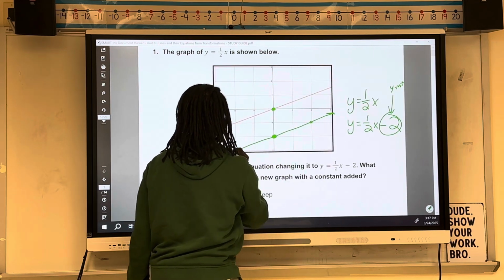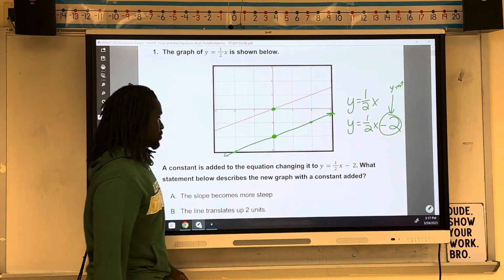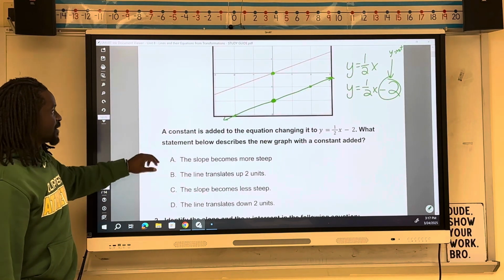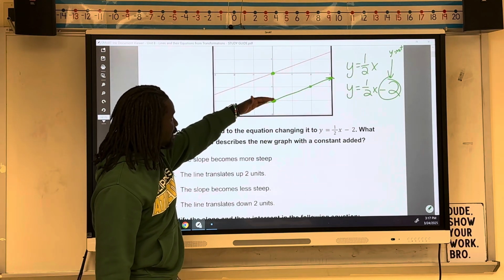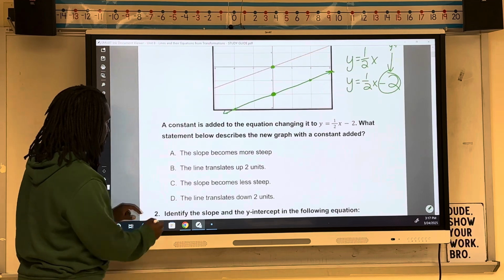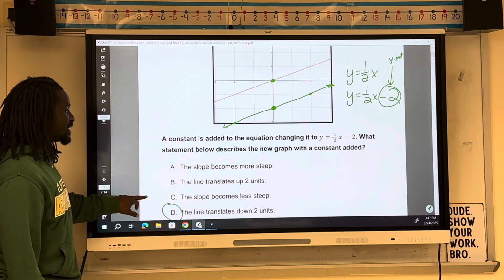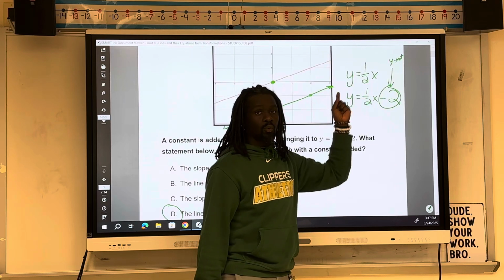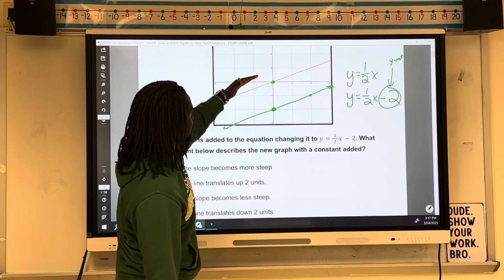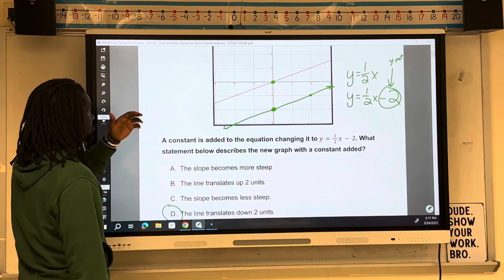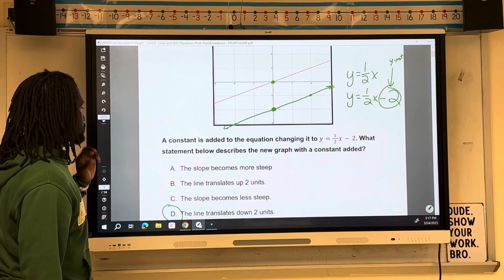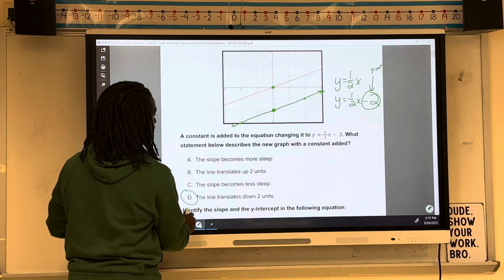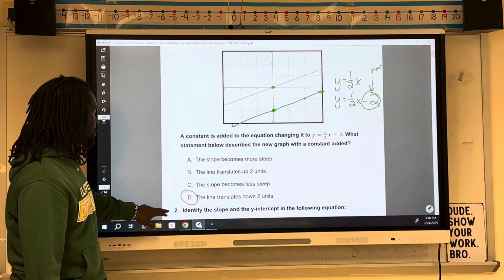Okay, so what happened? Well, when we look at it, we see that it has shifted down 2 units. And I know that it is shifted down 2 units because that's what happens when I change the y-intercept. It caused the graph to go down to -2, all right? So that is the answer for number 1. The answer to number 1 is D.